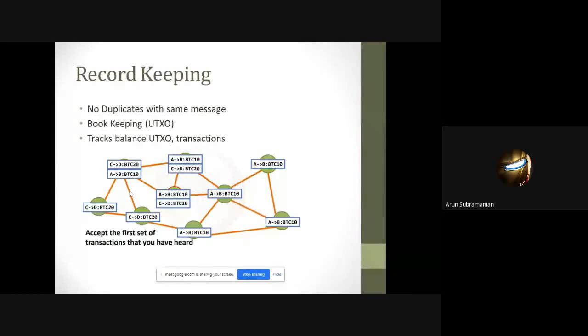So if it tries to send another 10 Bitcoins to some other node, they will know, okay, this node doesn't have any balance, but it's trying to give me some Bitcoins. Maybe this is a faulty transaction, and I should not accept it. So this is how the record keeping works.